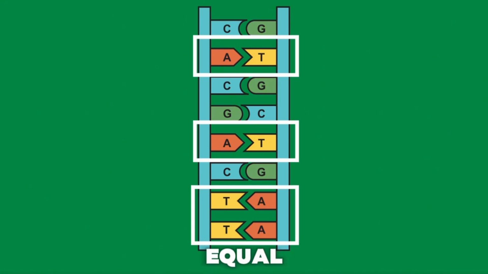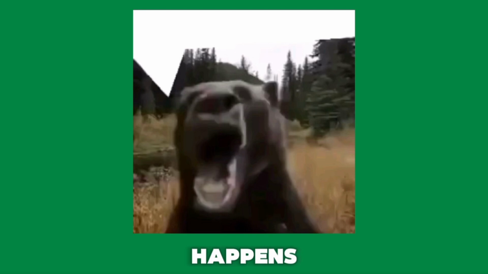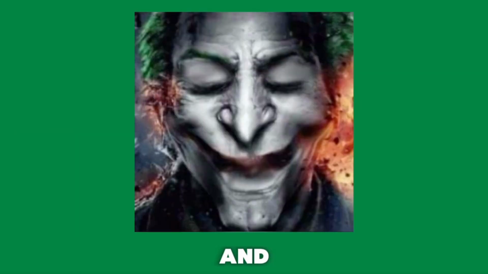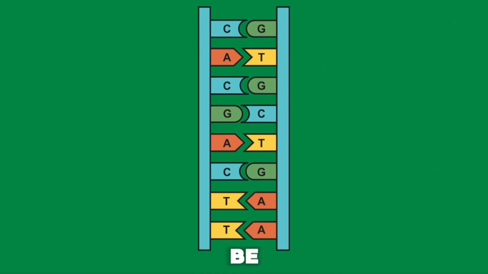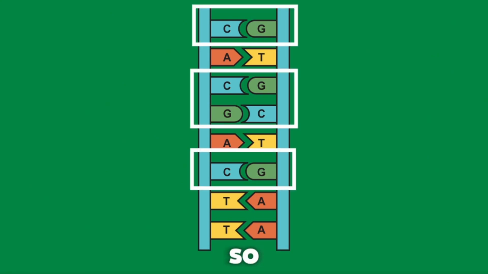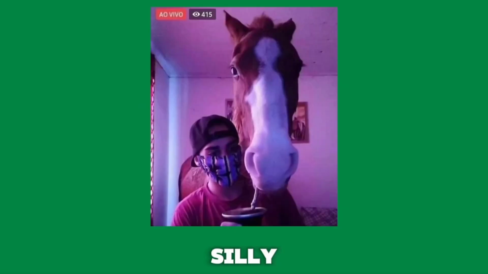They have to be equal, okay? So if there's going to be 4 thymine bases, there are also going to be 4 adenine bases. And the same thing happens to cytosine and guanine, okay? They're also going to be in the same proportion. So understand that point.